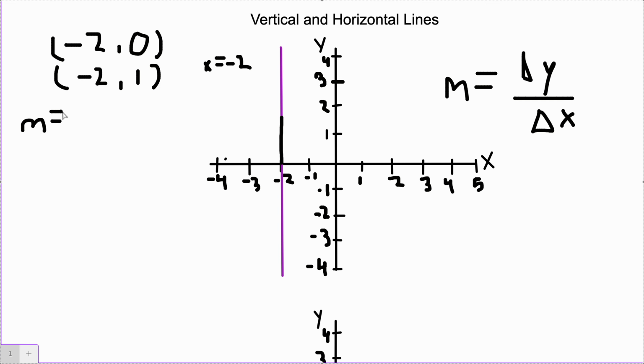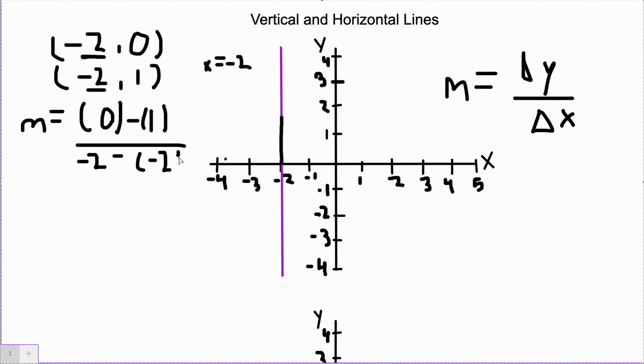So let's subtract one y value from the other. So 0 minus 1. And then let's subtract the other value from another. So we'll subtract the x value that corresponds with 0. So that's this value, -2 minus the corresponding x value for y equals 1, so -2 again. And that gives us -1 over 0.